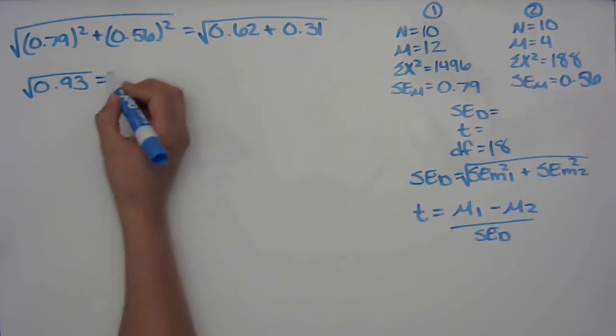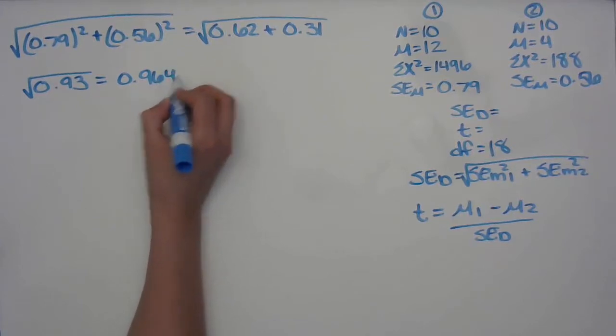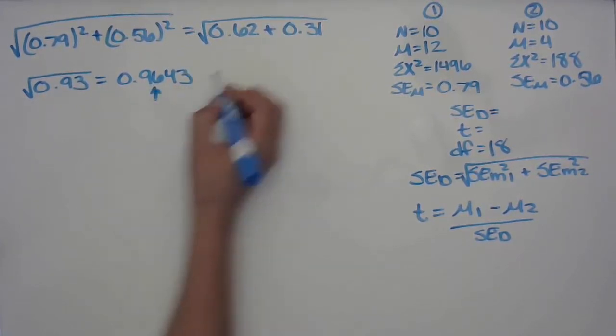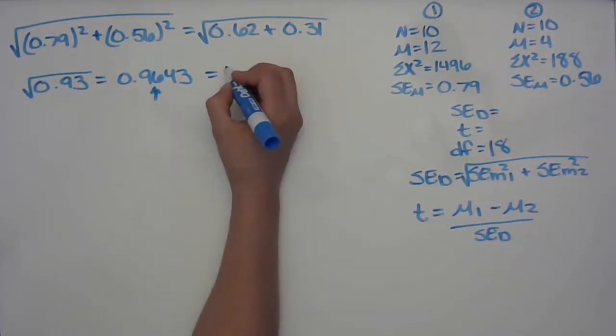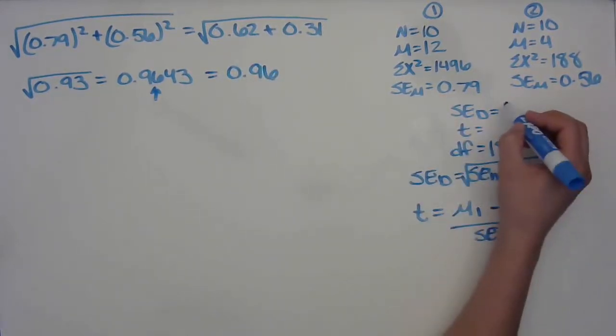Find the square root of that, and that gives us 0.9643. Now remember, we have to round. So our standard error of the difference is 0.96.